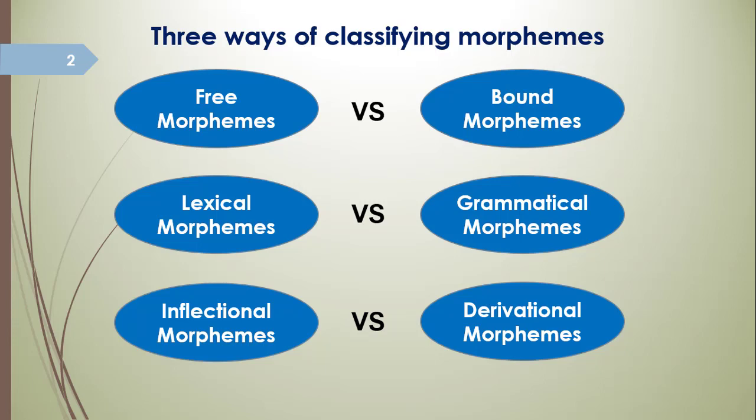In the previous meeting, I explained three ways of classifying morphemes. There are free morphemes and bound morphemes, then lexical and grammatical morphemes, and also inflectional and derivational morphemes. I have explained the first two, and I hope that you still remember what free and bound are, and what lexical and grammatical morphemes are. Now we're going to learn about inflectional and derivational morphemes.